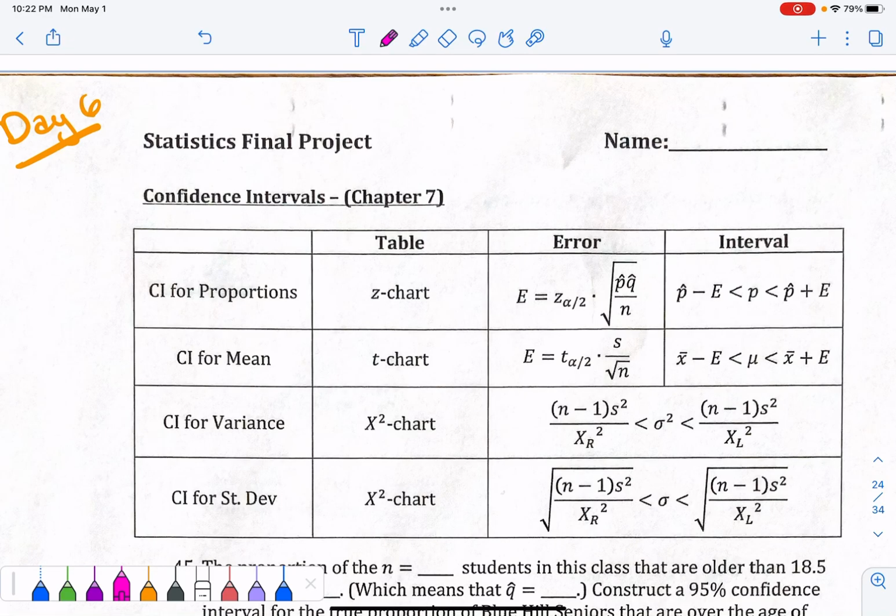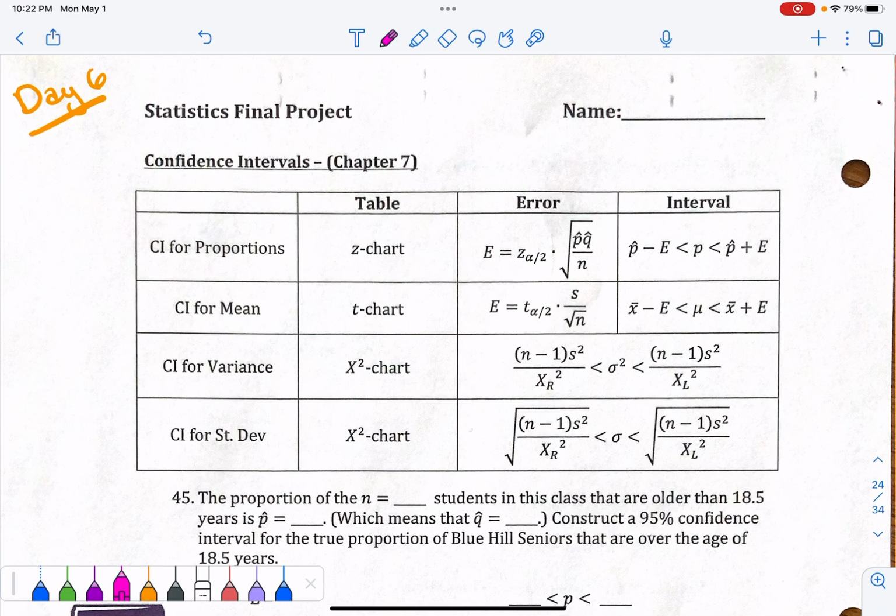Okay, stats. We're on day 6. Three of these days left, I guess. We're doing chapter 7 stuff today, which is all about confidence intervals.